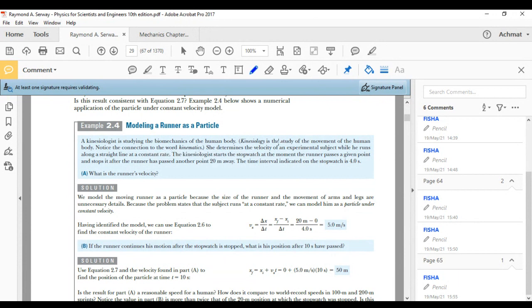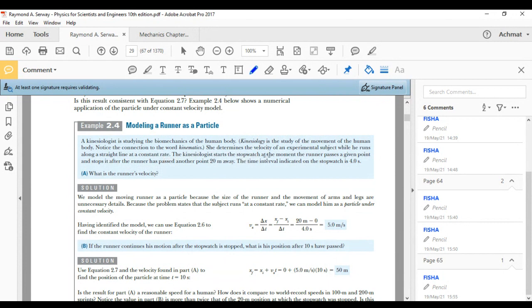Oh, there is kinematics, movement. So kinesiology has to do with the movement of, in this case, the human body. Okay. Now, she determines the velocity of an experimental subject, that is a human being obviously, while he runs along a straight line at a constant rate. Constant rate, remember, rate means, in this case, displacement divided by time, right? In other words, a constant speed in a straight line, so that will also be constant velocity.